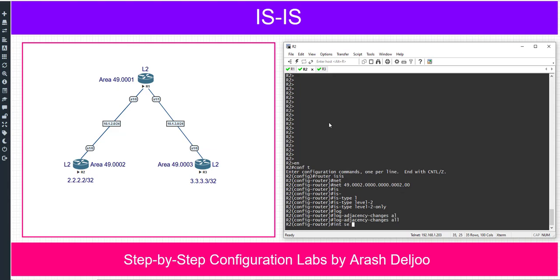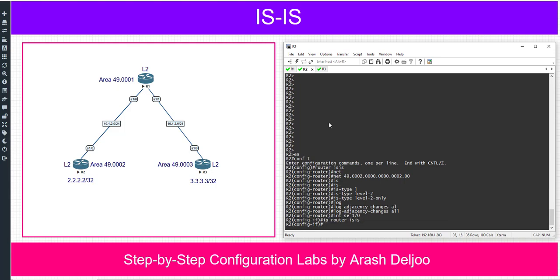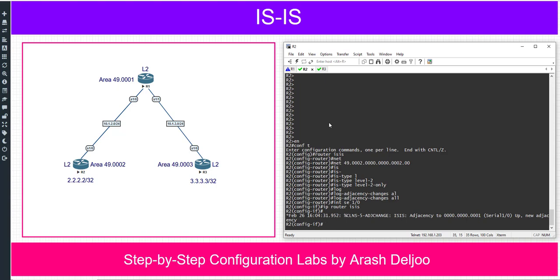And then interface serial 10, IP router ISIS. We will have adjacency between router 1 and router 2, and this is the level 2 adjacency. It means that router 1 and router 2 can exchange level 2 databases with each other.